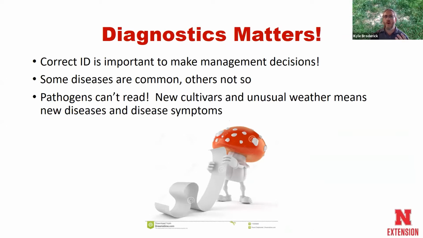The other reason why it's important to have the correct diagnosis, and why samples should be sent into a diagnostic clinic and not just compared with pictures online, is that pathogens can't read. Fungi can't read, insects can't read either. And when we have new cultivars and some of these unusual weather patterns that we've been seeing, that often means we have maybe some new diseases showing up, or at the very least, different symptoms than we are used to seeing for a lot of these.